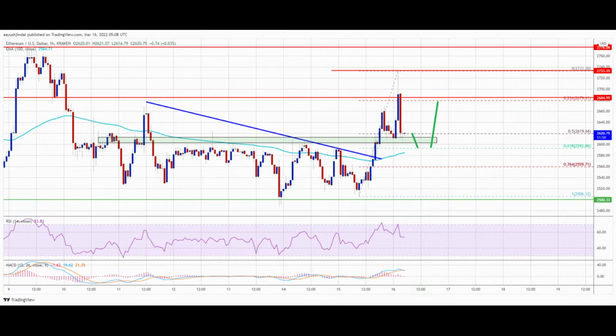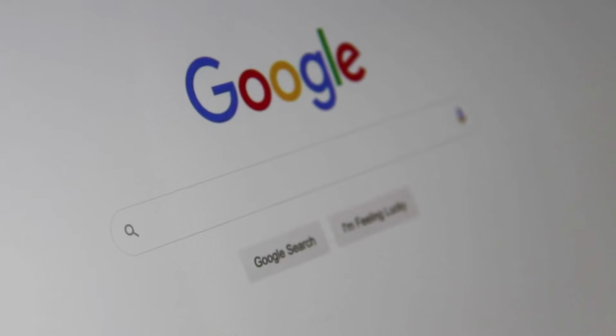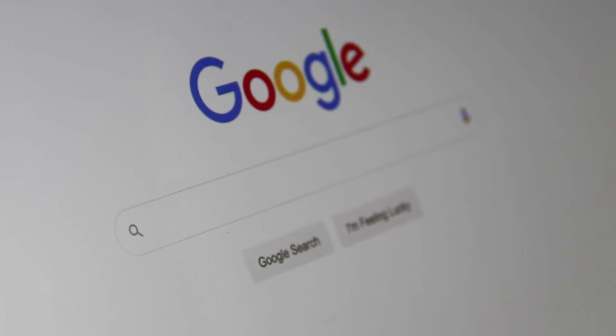It corrected a few points below the $2,800 support zone. There was a move below the 23.6% Fib retracement level of the upward move from the $2,635 swing low to $2,838 high. There is also a major bullish trend line forming with support near $2,775 on the hourly chart of ETH/USD. Source: ethusdontradingview.com. An immediate resistance on the upside is near the $2,800 level.